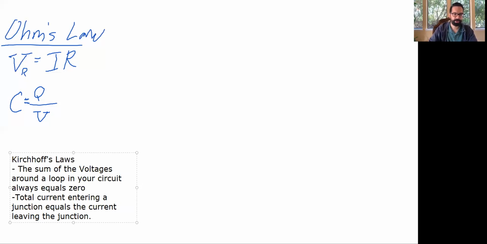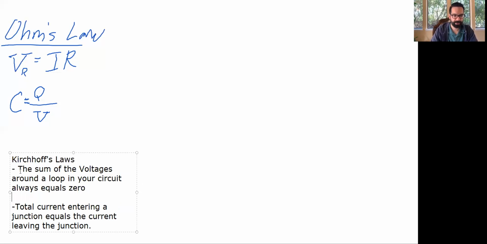So let me draw a circuit diagram to show you these two in action. A simple circuit diagram will be something like this. You have, say, a battery. Remember we said in a battery, the longer side is the positive end, the side with higher voltage. The shorter side on the bottom is your negative end, the side with lower voltage. And we usually say that the lower voltage side is 0. It doesn't have to be, but we usually say that.